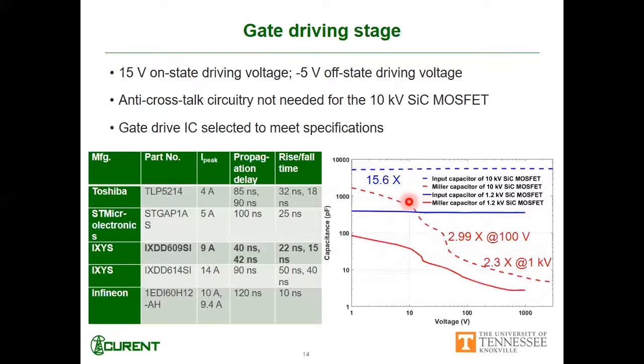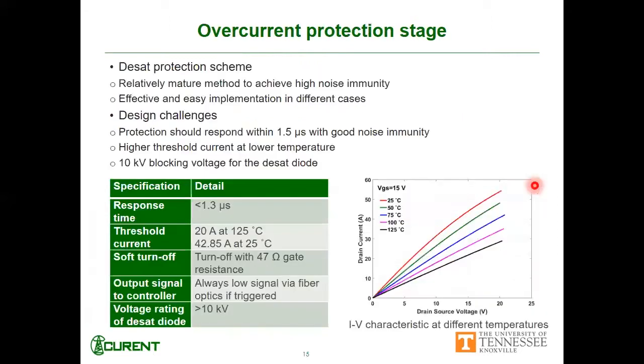And the second stage is the gate driving stage. We select the gate drive IC to meet the specifications. In our case, the 10 kV silicon carbide MOSFET has pretty good crosstalk performance. It's not a big issue because of the large input capacitor. And we also need the overcurrent protection stage to protect the device from the short circuit. So desaturation protection is selected because it has a pretty mature method to achieve high noise immunity, and it's effective and pretty easy to implement in different cases.